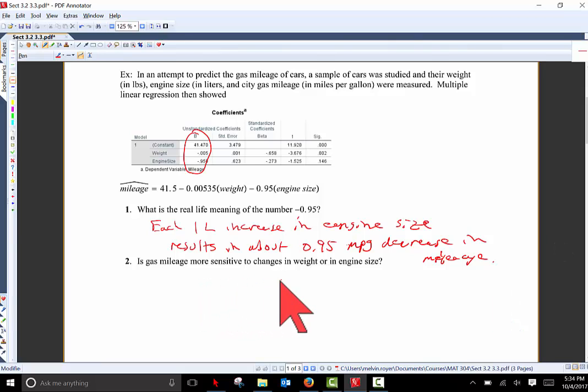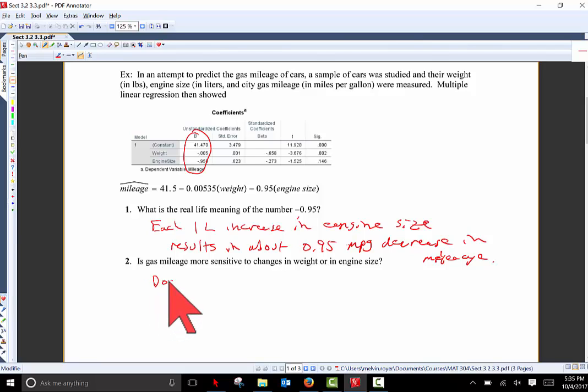Is gas mileage more sensitive to changes in weight or in engine size? This is a bigger number than this, but you have to realize that the 2 variables don't operate on at all the same scale. The weight of a car in pounds is 3, 4, 5,000 pounds. Engine size, maybe 4, 5, 6 liter engine. So in order to compare apples with apples, what we can do is standardize the variables.